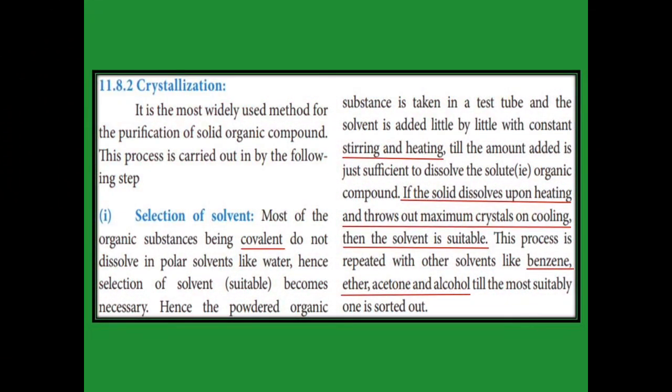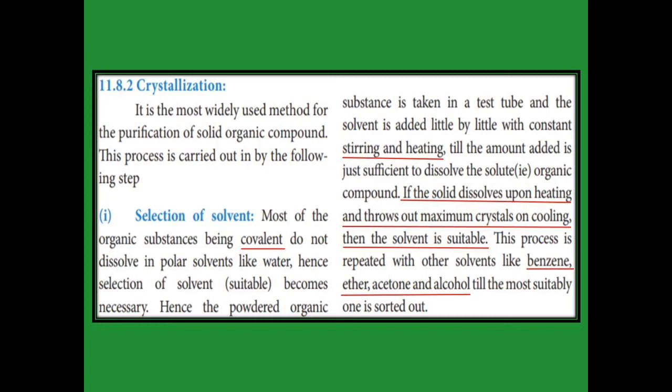In crystallization, the first step is selection of solvent. We know organic substances are covalent compounds. Covalent compounds do not dissolve in water, because water is a polar solvent, and a polar solvent dissolves only inorganic compounds. We are studying organic substances now. Organic substances are covalent compounds, so they dissolve only in covalent-type solvents. Then we have to choose the solvent.